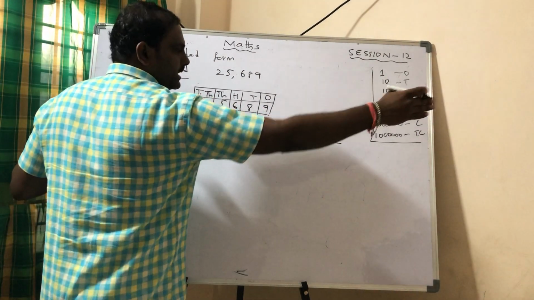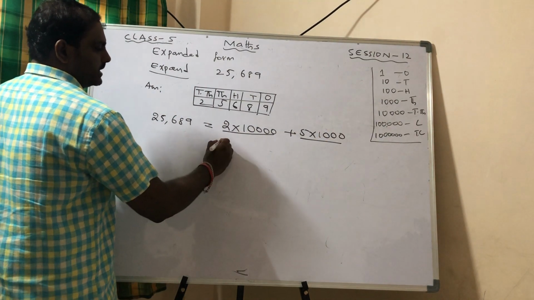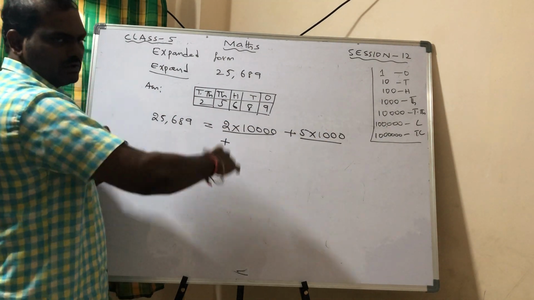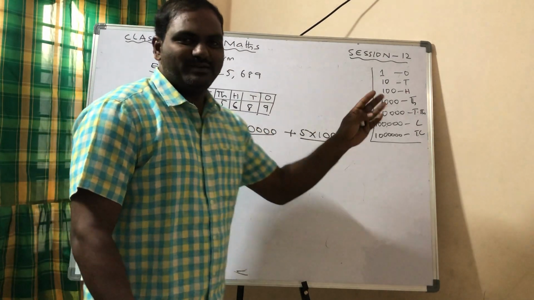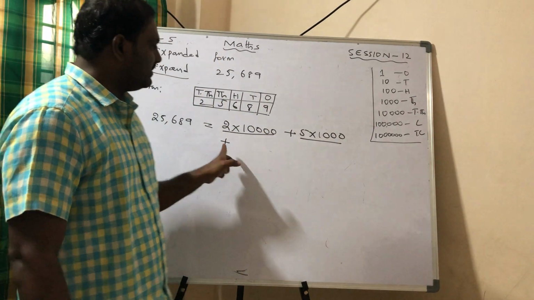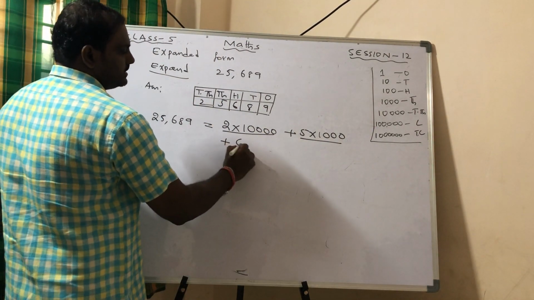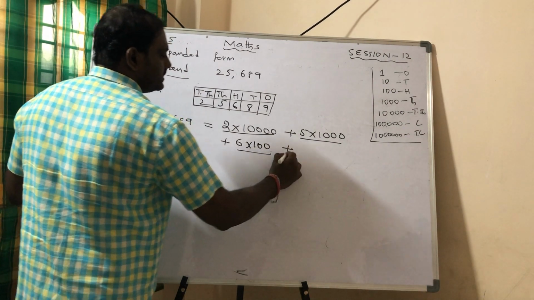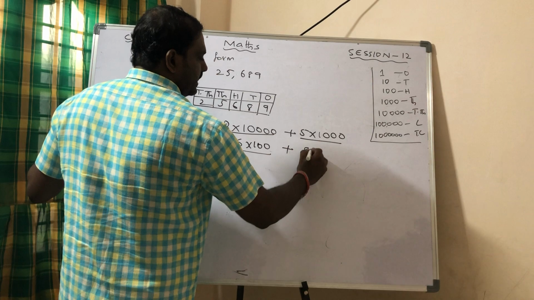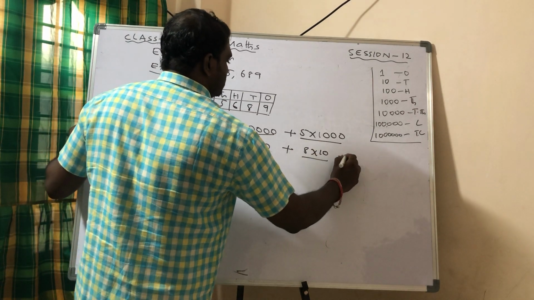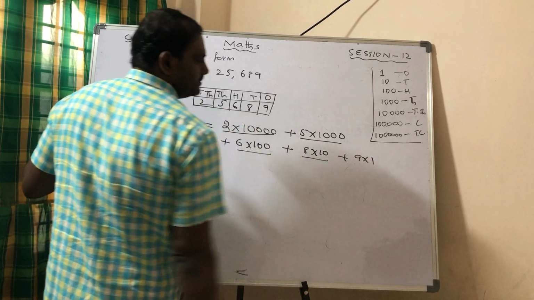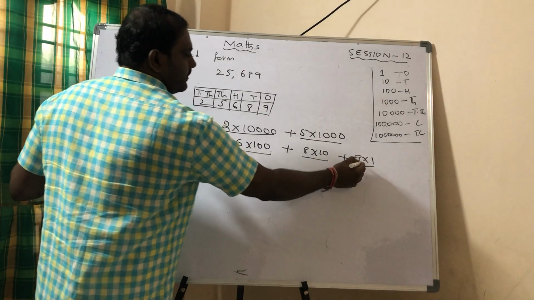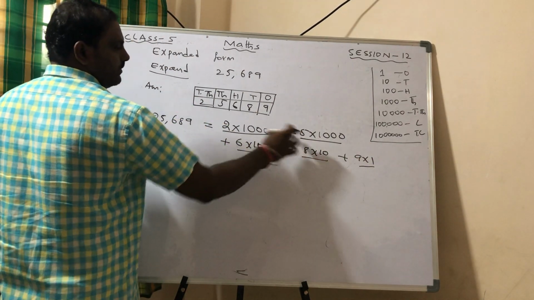Plus, I'm not having space. You have to write in a straight way. Now I don't have any space, that's why I am writing like this. Don't copy like this. You write in a straight way. Because I am not having place, I am writing plus here. Plus 6 into 100. Underline this. Plus 8 into 10. Plus 9 into 1. That's all. So how many terms? 1, 2, 3, 4, 5.